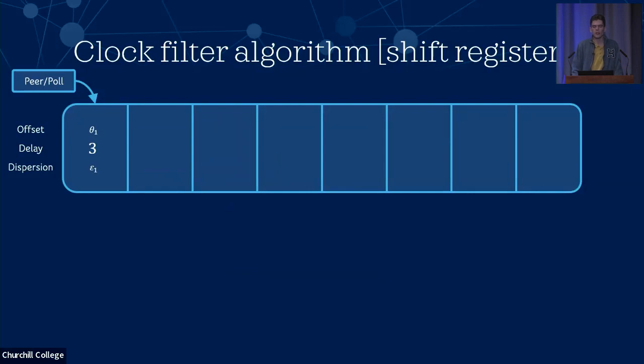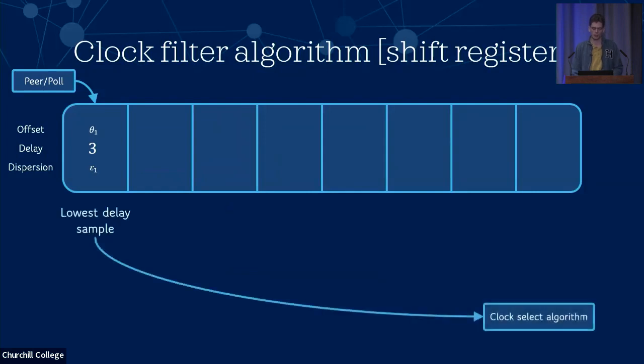So the way this works is by using an 8-stage shift register for each server and putting new samples into one end of this, and then our value for the server is just going to be the best sample from this shift register. So what do we mean by the best sample? By best sample, we mean the sample with the lowest delay, which is because statistically, the samples with the lowest delay are likely to have the most accurate offset, and it's the offset that we care about.